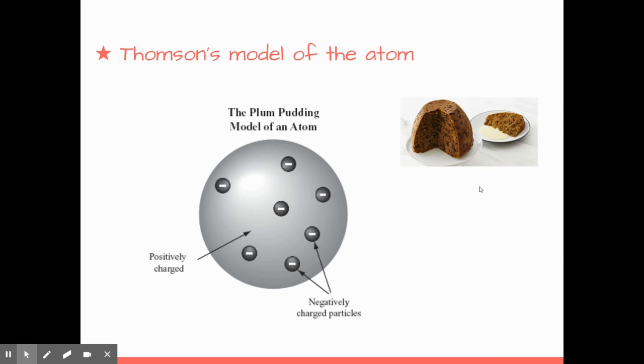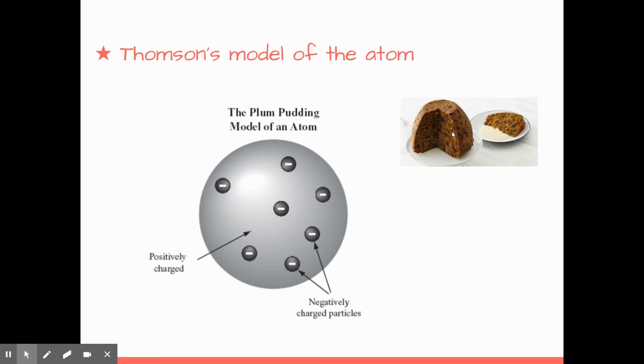And so he came up with this model of the atom that's called the plum pudding model because he said, well, there are these negative electrons that must exist in atoms, right? But there must be a positively charged cloud of space in that atom because atoms are neutral, right? And so he likened this to an English dessert called plum pudding.